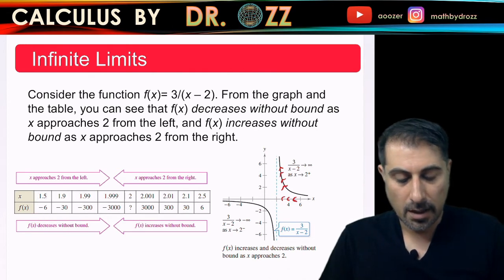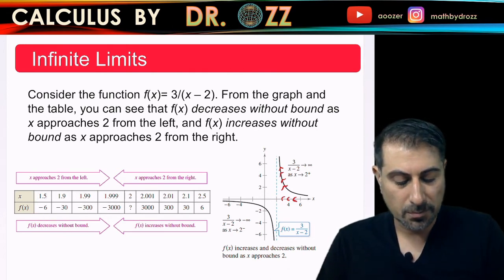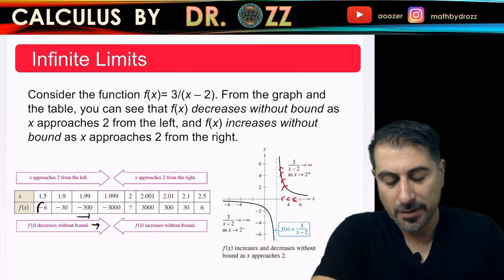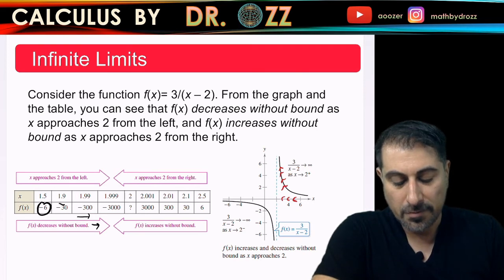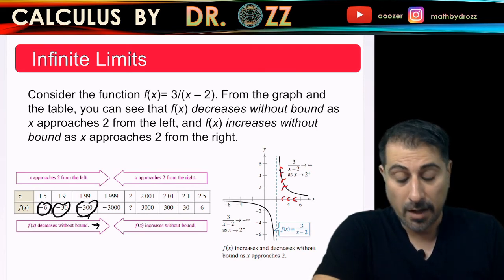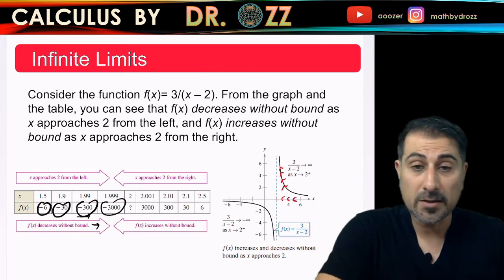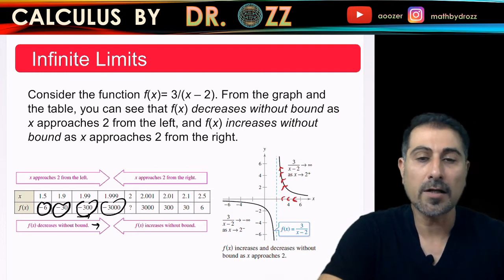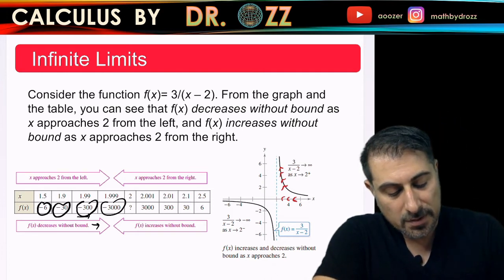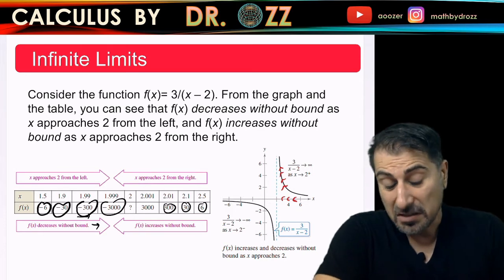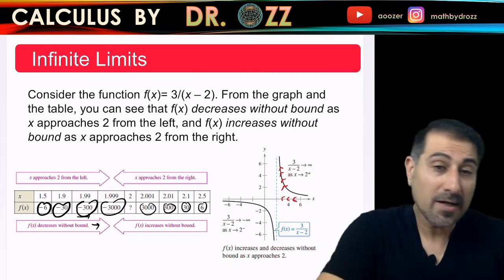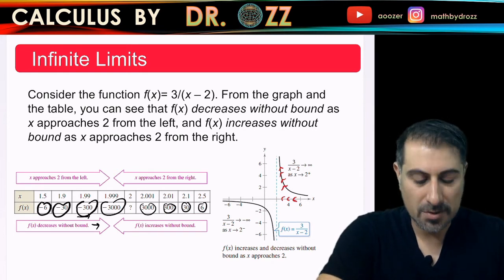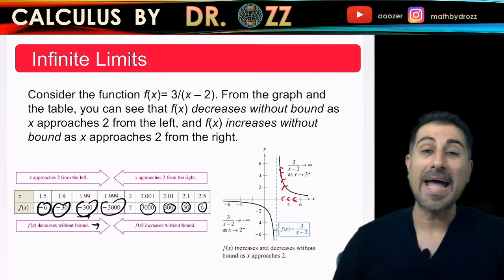So essentially, when you get closer to 2 from the left, the function values decrease without a bound because you start with -6 and then jump down to -30 and then -300 and -3000. And if you choose another sample point like 1.999, you're going to go to -30,000 and on and on and on. And on the right, you start with 6, increase to 30, 300, 3000, 30,000, 3 million, 3 billion. If you get closer and closer to 2, that means f increases without a bound.